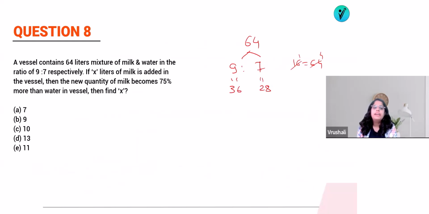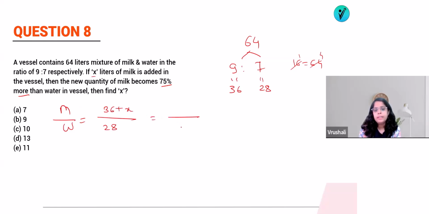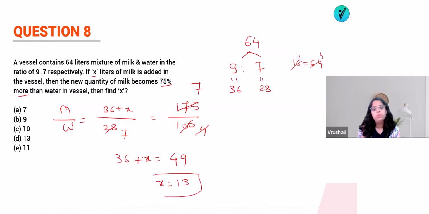If X liters of milk is added in the vessel, the new quantity of milk becomes 75% more than water in the vessel. So milk is 36, water is 28, and they are saying that if I add X liters of milk, then it becomes 75% more. That means if water is 100, milk will be 175. So what will be this ratio? 25 4s are, 25 7s are. So 4 1s are, 4 7s are. So 36 plus x is equal to 7 7s are 49, which means x must be equal to 13.